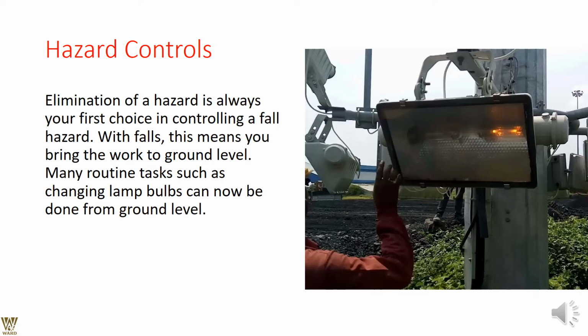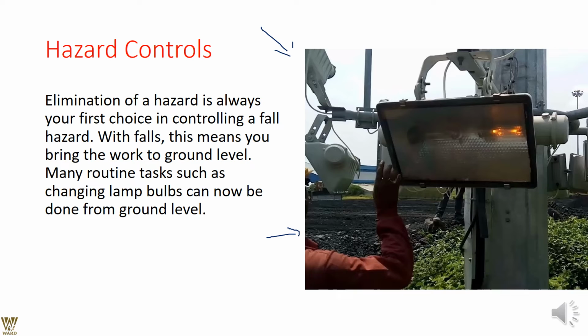Elimination of the hazard is always, remember, always the first choice for controlling a fall hazard. When you fall, it means you bring your work to a standstill. Many routine tasks such as changing a lamp can now be done at ground level. See, the person who has been changing the lamp has been doing it on the ground, and then it will be hoisted up. Absolutely, the lamp will be hoisted up. The cameras which have been installed might be hoisted up, so he need not go up. We have the technical abilities to do such activities.